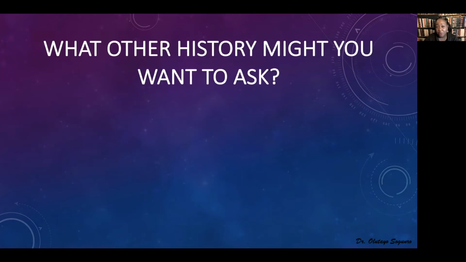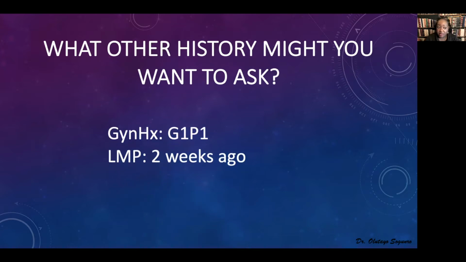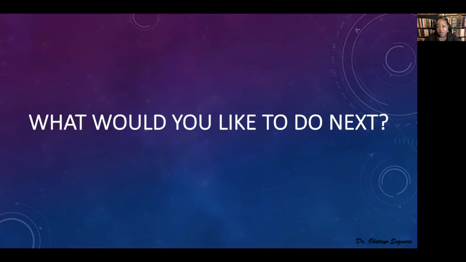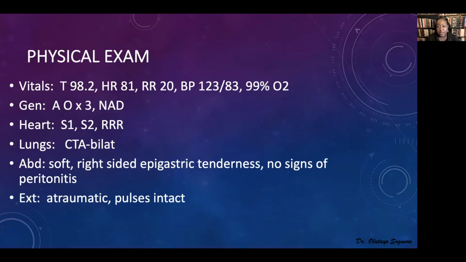So, what other history might you want to ask? This is a female, so we want to know about her gynecological history. She's gravida 1, para 1, and had her period 2 weeks ago. What would you like to do next? How about we do a physical exam?